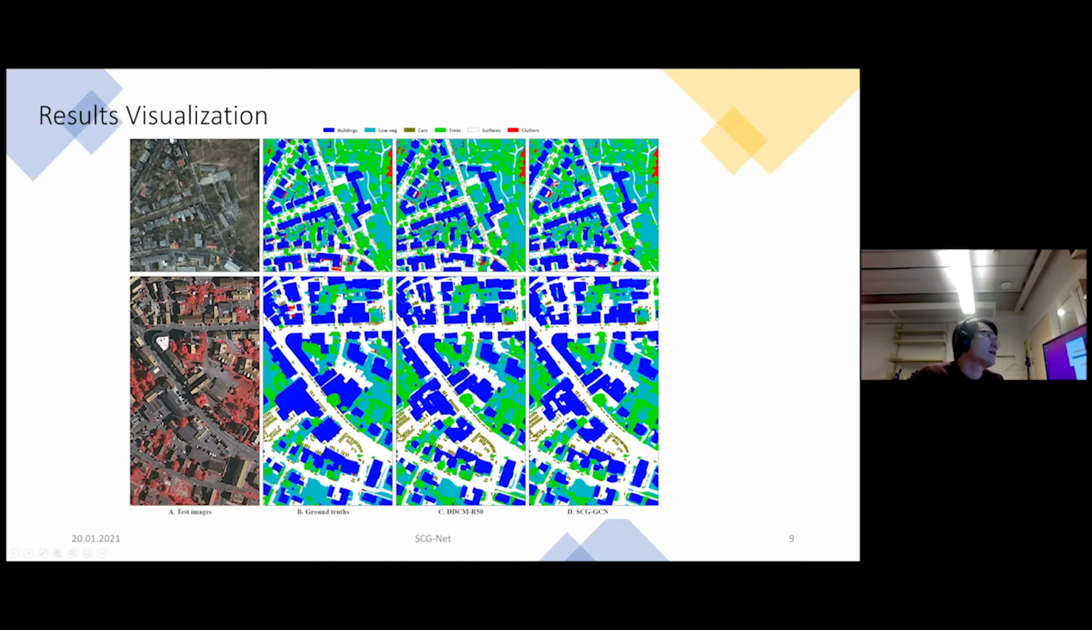Here is some visualization of the final mapping predictions. The quality is quite high compared with some other benchmark models. However, we also find some small problems here: the graph model is a little bit blurry at detecting the boundary of small objects like the cars. So this can be future work. We will investigate more how to improve it.